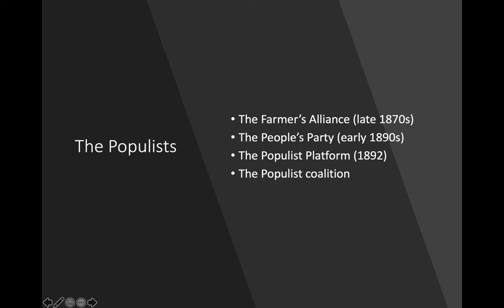So the populist movement comes out of a group called the Farmers Alliance, which is founded in Texas in the 1870s to help farmers by working together. The idea of the Farmers Alliance was that farmers would help each other through cooperative financing and marketing, allowing them to work together and negotiate better rates, to get things like loans and negotiate better prices on their products that they were selling.